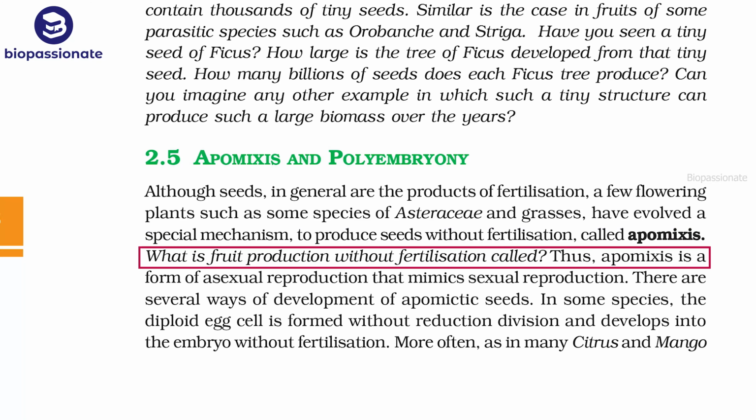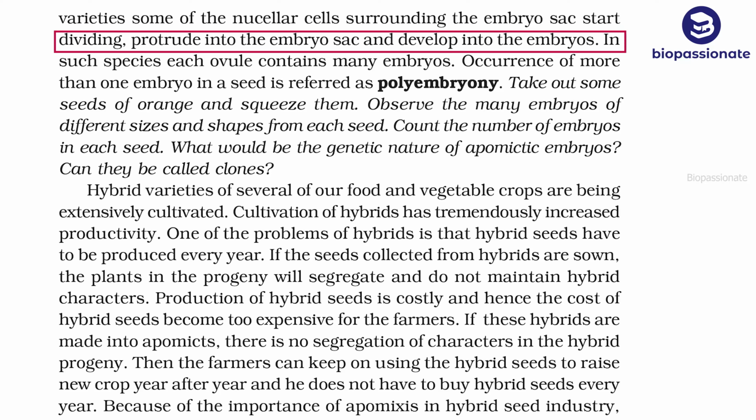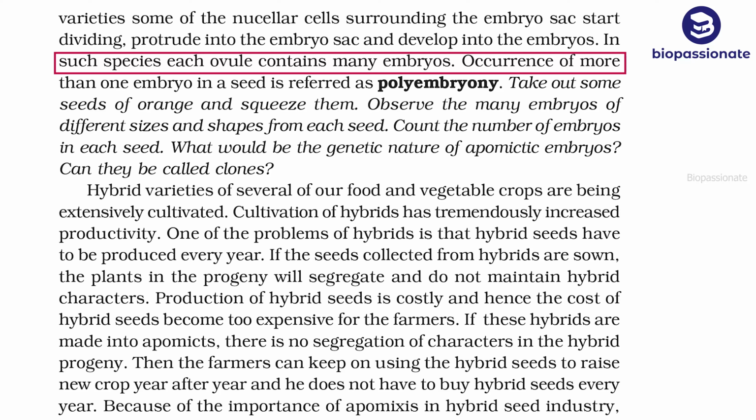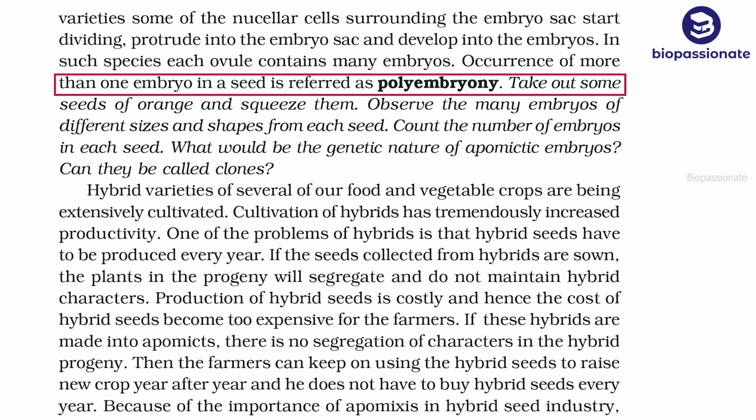In some species, the diploid egg cell is formed without reduction division and develops into the embryo without fertilization. More often, as in many citrus and mango varieties, some of the nucellar cells surrounding the embryo sac start dividing, protrude into the embryo sac, and develop into the embryos. In such species, each ovule contains many embryos. Occurrence of more than one embryo in a seed is referred to as polyembryony.